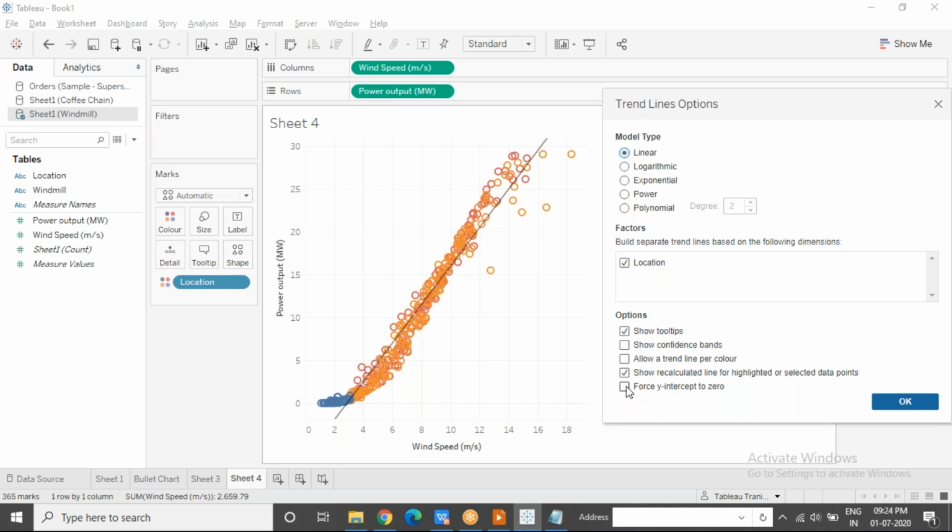Then the other option is force y-intercept to 0. If you think the y-intercept value is not very significant, if it is a very small number and not significant in your analysis, you can always force the y-intercept to 0. When you do that, the trend line will be forced to pass through 0. Then we have show confidence bands. As I told you, we are not going to give the exact value to the client. Instead, we put a fluctuation, depending on whatever your model has calculated. That is what we are seeing here in the form of reference bands.